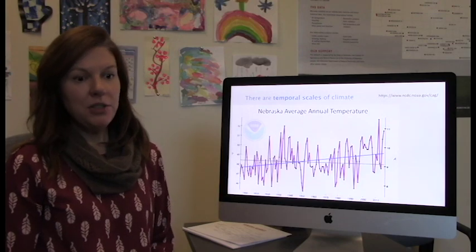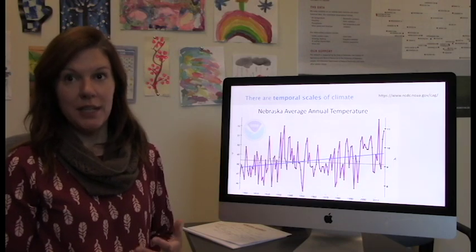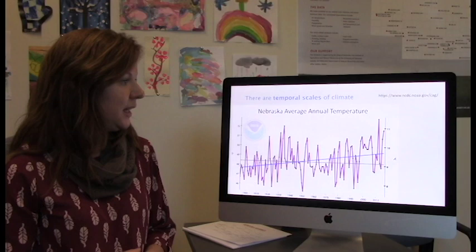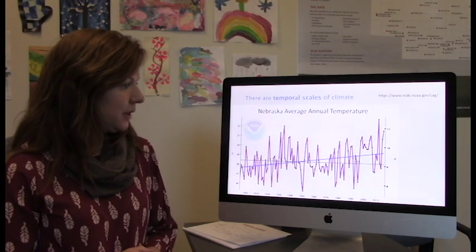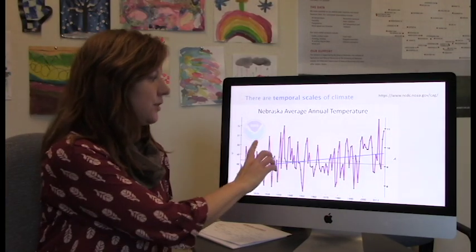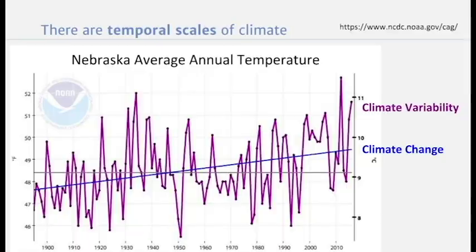So I've talked about spatial scales of climate. We can also think about temporal scales of climate. If we look at Nebraska's annual average temperature, we'll notice that there's a lot of variability from year to year. Some years are warm, some years are cold. We can put a trend line through it, and this gets at the climate change.